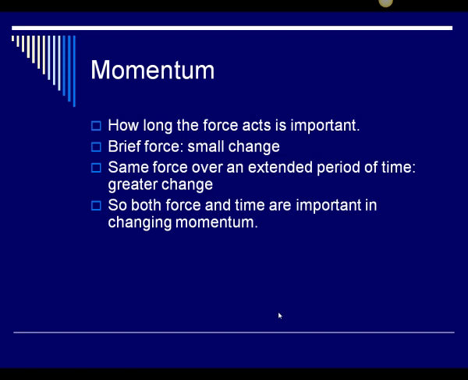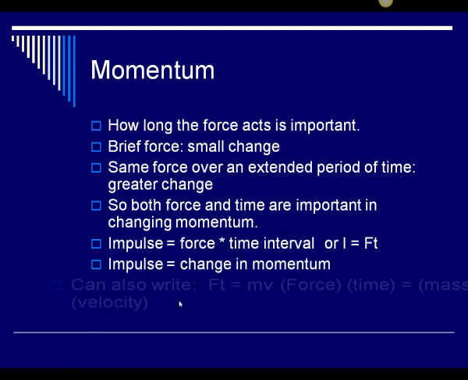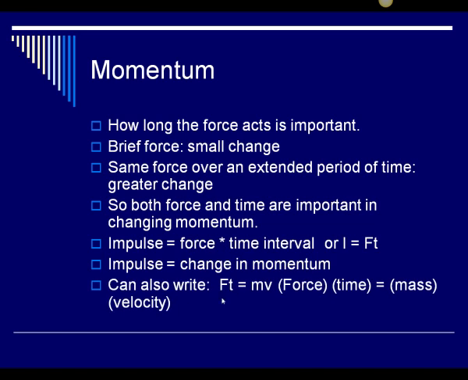So we said momentum was mass times velocity, and force times time is something that we call impulse. Impulse, this is force times the time interval. We use the capital I for impulse equals force times time. And the great thing about this is that impulse is equal to momentum. Impulse equals momentum. So impulse equals change in momentum. So you can also write this as Ft equals mv. Force times time equals mass times velocity.